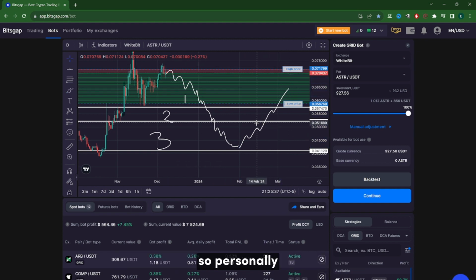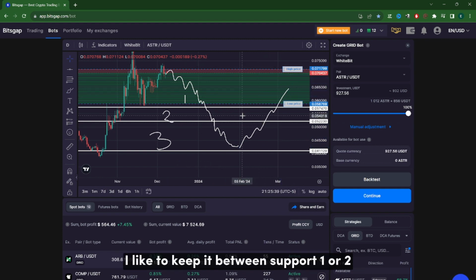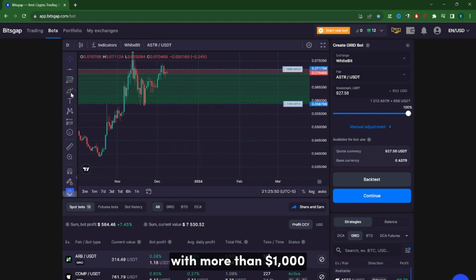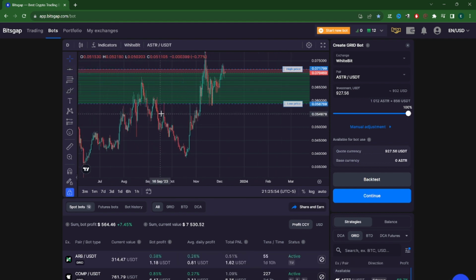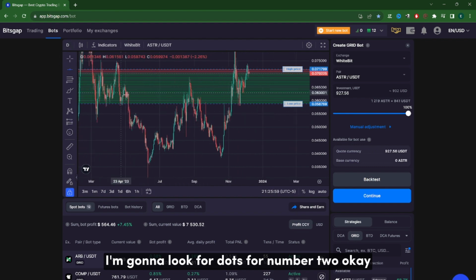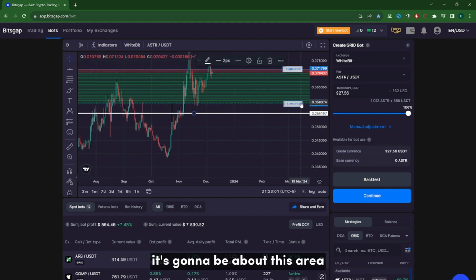Personally, I like to keep it between support 1 or 2, and if I was to deploy this bot with more than $1,000, then I could keep it at support number 3. So I'm gonna look for that support number 2. Again, it's gonna be about this area.